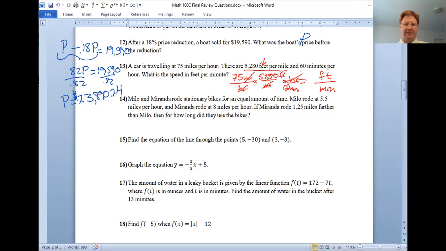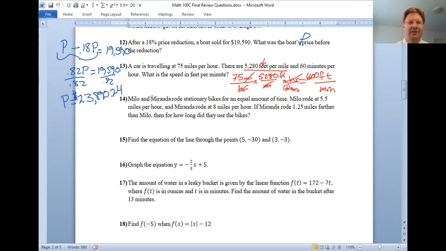So punch that in the calculator. 75 times 5,280 divided by 60. And we get 6,600 feet per minute. Good.